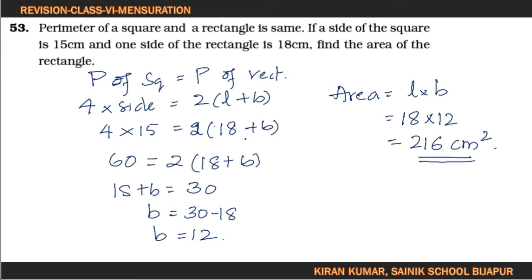So this is how we can solve. We will equate the perimeters. From that, we'll find the breadth. Once the breadth is found, we'll find the area as length times breadth.